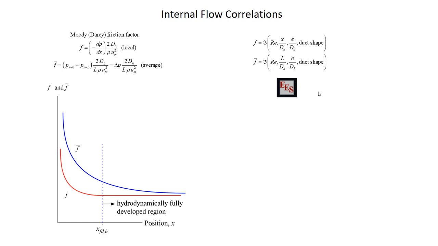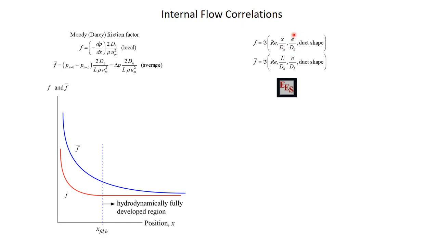So right here we can look at the functional dependence of these correlations. Whether we're talking about a local or an average friction factor, they're a function of the Reynolds number, and that Reynolds number is defined based on the hydraulic diameter and the mean velocity. They're a function of, in the case of a local friction factor, x over the hydraulic diameter. So this is basically asking the question, are you in the developing region or are you in the fully developed region? They're a function of how rough the duct wall is.